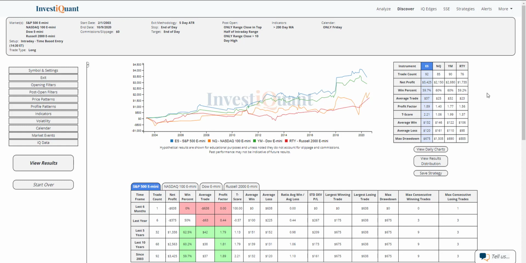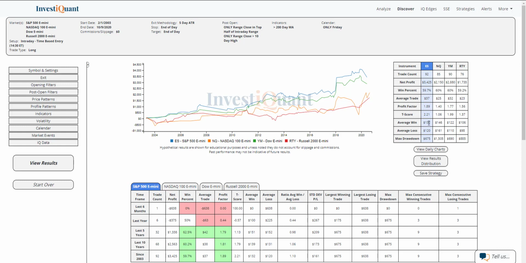If you look at the win rates, they are all very similar, 59 and 60%, almost exactly for all four of these. The S&P coming in 60, NASDAQ 60, Dow 60, Russell 59%. So historically, these have had favorable win rates from 2:30 on.